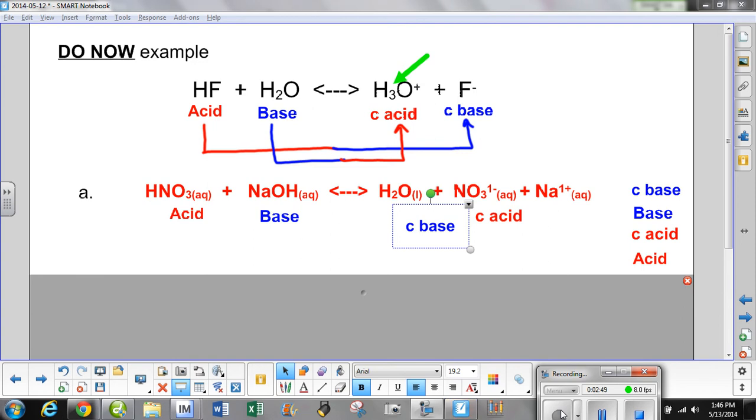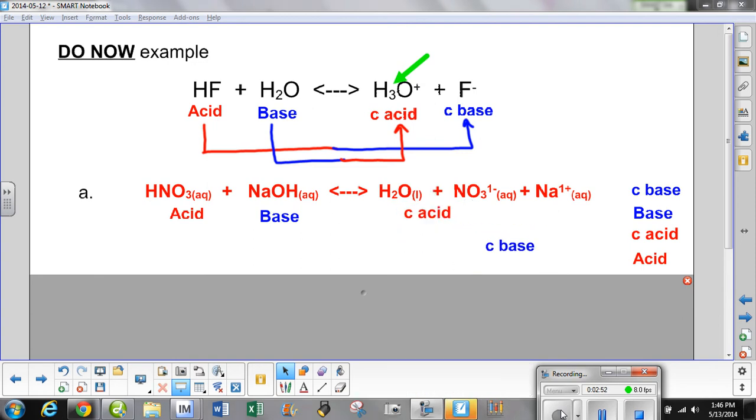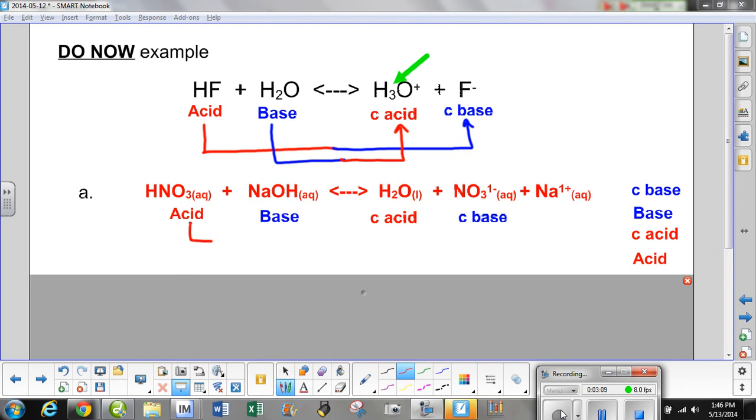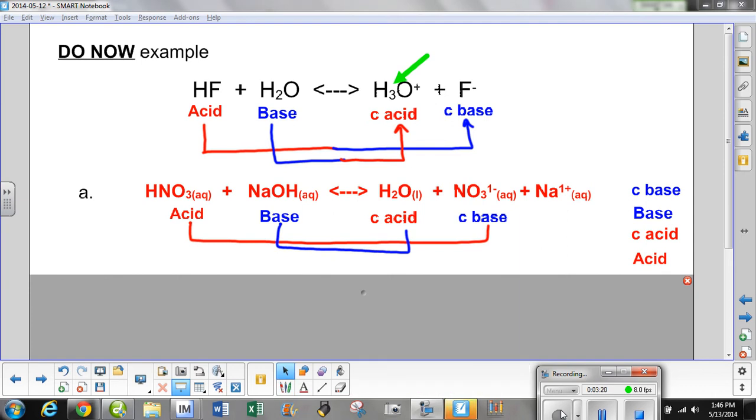You want to move it here? Okay, we'll move this over here. That's it. There you go. Now it's time to draw lines. The acid is going to become the C base, so draw the lines the way you see me doing them up there. There you go. And now the base is going to become the conjugate acid. All right?